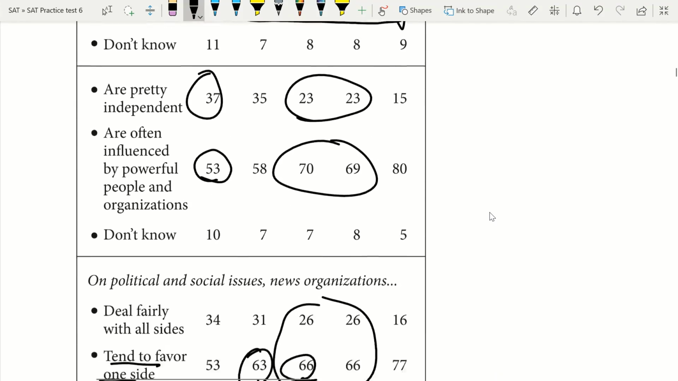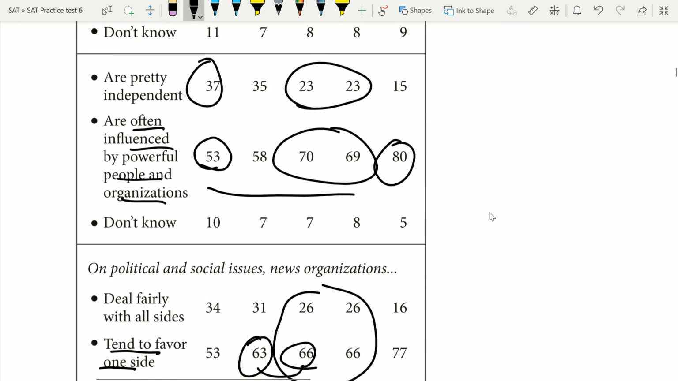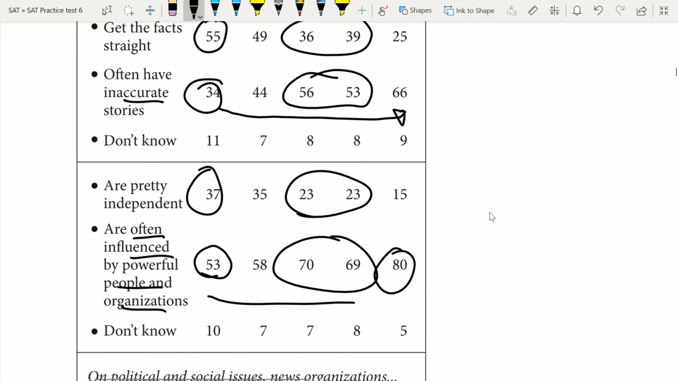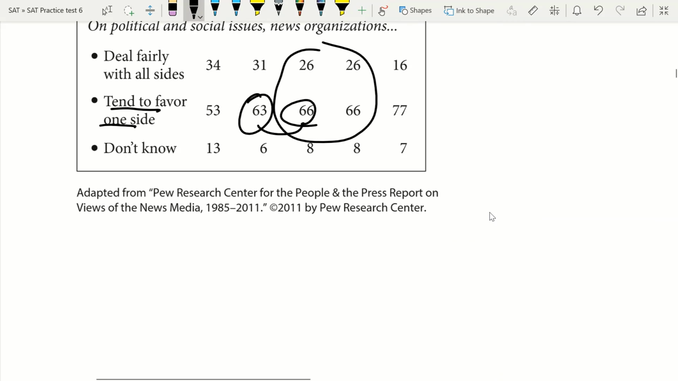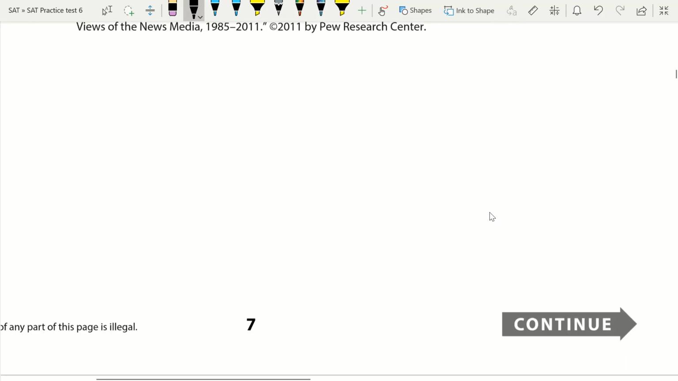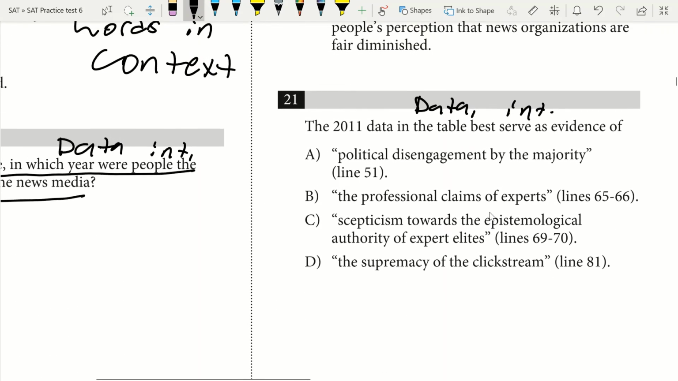Okay, well, one thing that just jumped out to me as I scrolled up is I saw an 80 here, which is much, much greater than these other values. And that's often influenced by powerful people and organizations. We see there's a big, big spike in that. We also see a big, big drop in people thinking that news is independent. We see a big spike in them believing that there's inaccurate stories, a big drop in them thinking they get the facts straight. So overall, that's much, much increased distrust of the media there. So I'm looking for an answer choice that touches on increased distrust of the media.